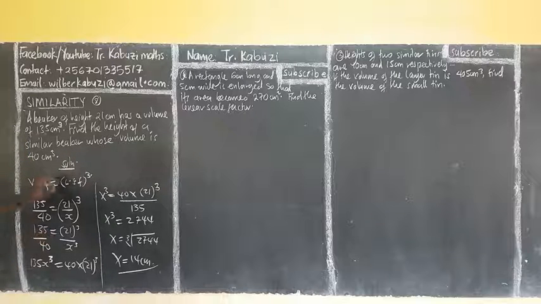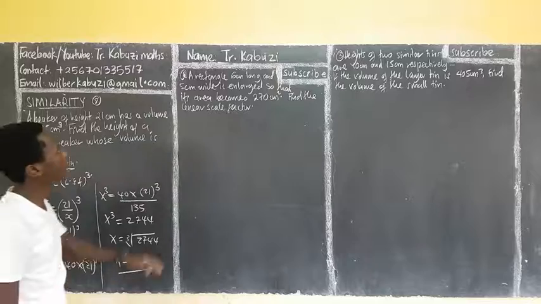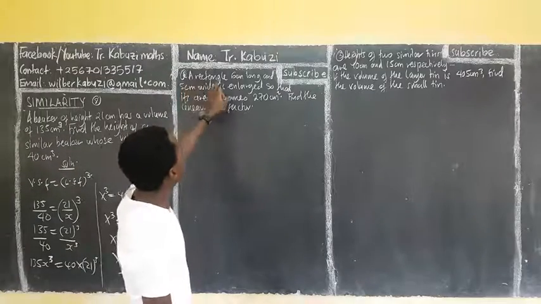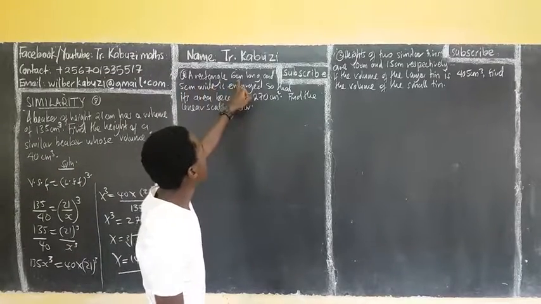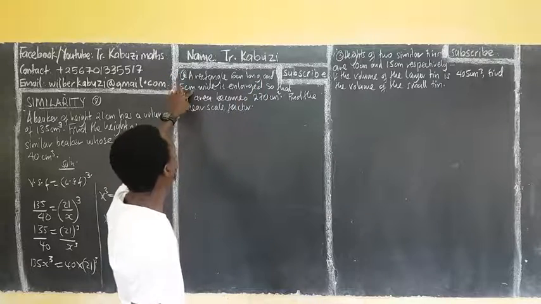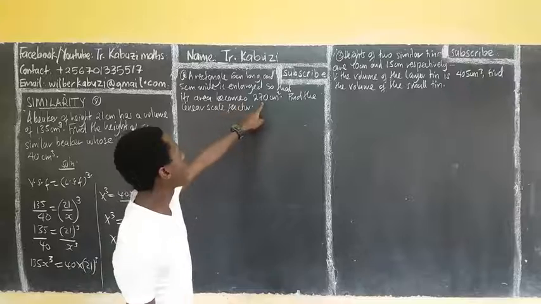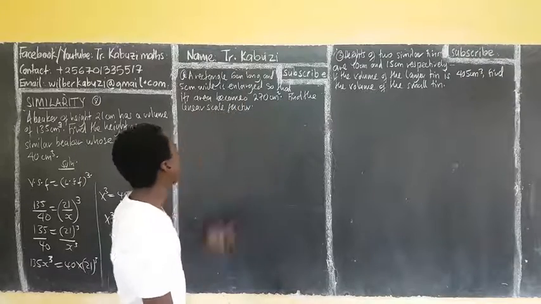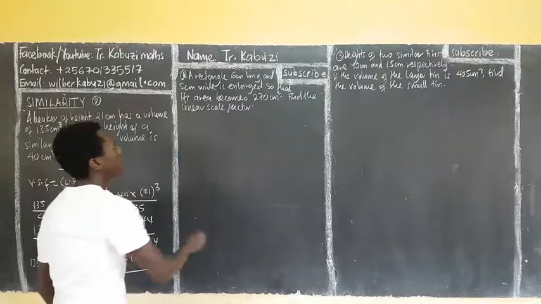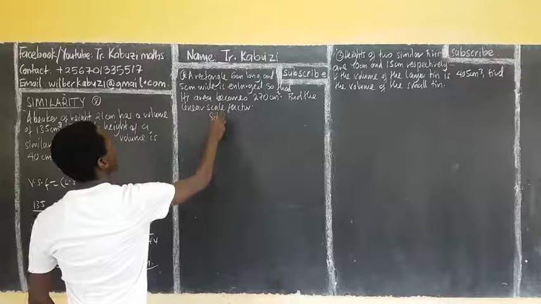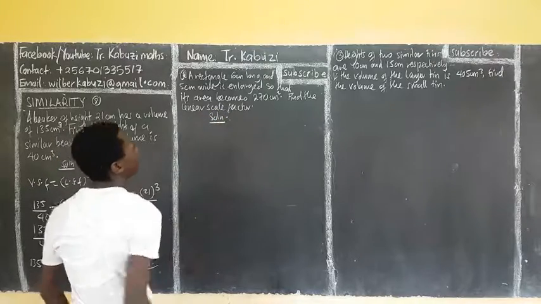So meaning the height of the beaker with volume 40 is going to be that. Here, a rectangle 6 centimeters long and 5 centimeters wide is enlarged so that its area becomes 270. Find the linear scale factor. Here the idea is very easy. The solution here, now we are dealing with areas.